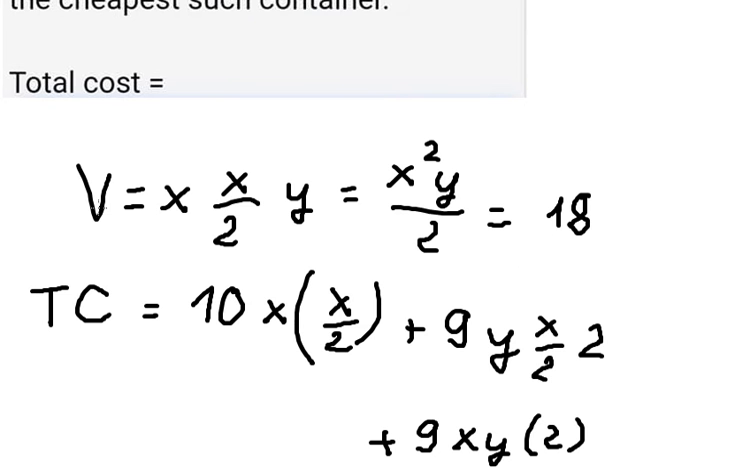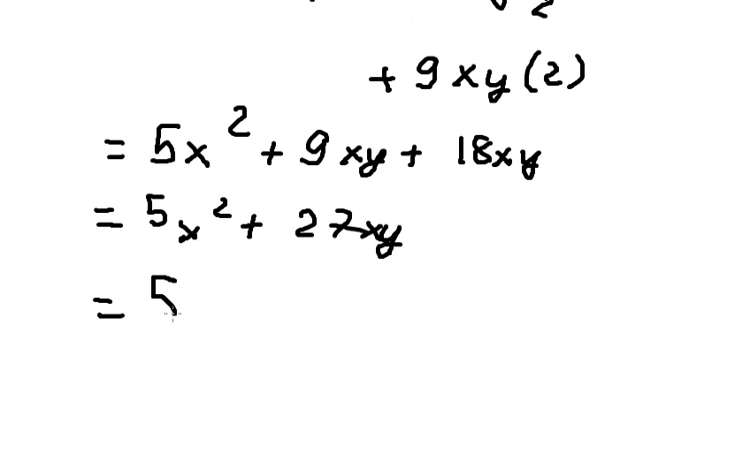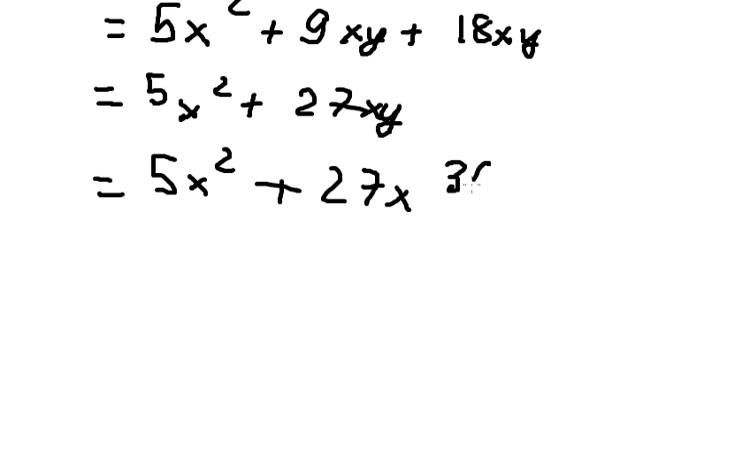Now we have the volume S squared Y over 2 equals 18. We can find the value of Y in terms of S. So I will put the 2 to the right, and we divide both sides by S squared. So we have Y equals 36 over S squared. And now we need to change Y into this one. So we have 5S squared plus 27S multiplied by 36 over S squared. We got 972 over S.